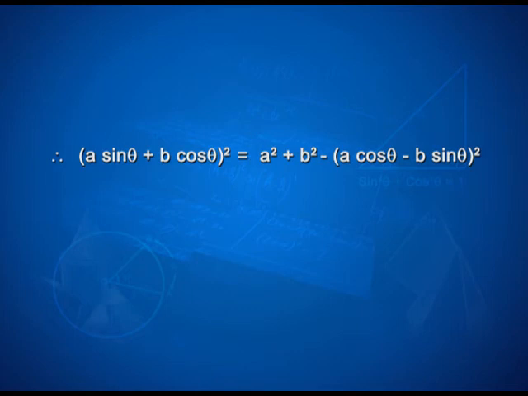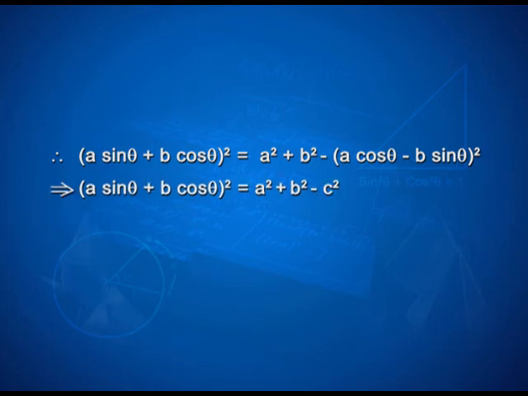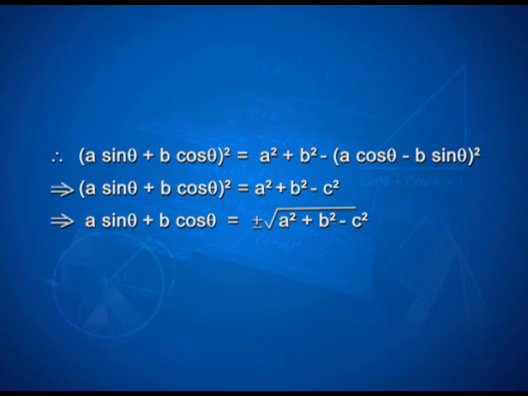Therefore, a sin theta plus b cos theta whole square is a square plus b square minus a cos theta minus b sin theta whole square, which implies a sin theta plus b cos theta whole square is equal to a square plus b square minus c square. That is, a sin theta plus b cos theta is equal to plus or minus square root of a square plus b square minus c square.